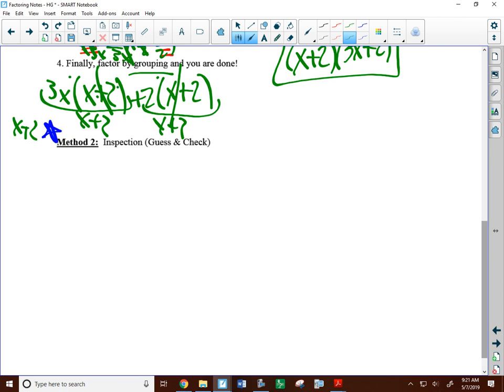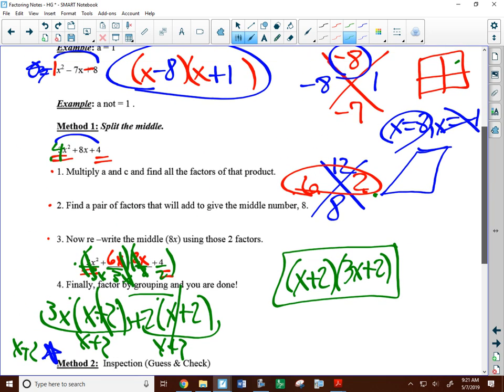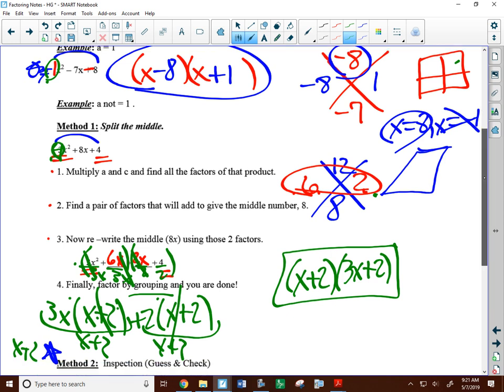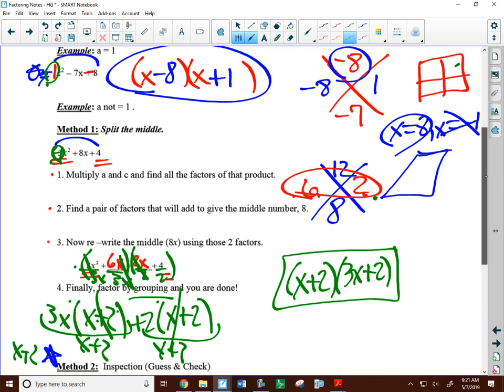Matt, any question? So does it matter what method we use? No. Just as long as you get it, I'm fine. How do you know if a is 1 or not? It's just the number in front of x squared. Here it was a 1. It was just x squared, so there's a 1 in the front there. Here it was 3. So if it's not 1, then you have to do this method or a similar one.